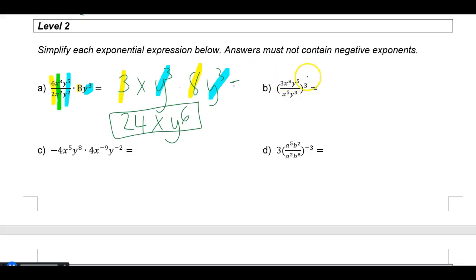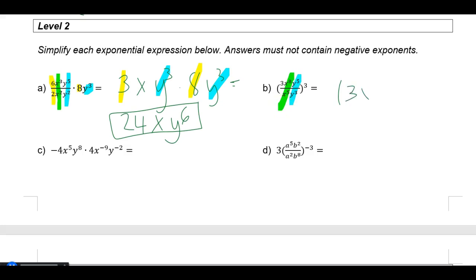Alright, we've got, for these, I always suggest simplifying the insides first. You get the same answer if you distribute this 3 throughout all of these bases, but it's faster to simplify the x's first and the y's first. So, I noticed that there are more x's on the top and more y's on the top, so it's going to knock out all of these. There's going to be nothing in the denominator, so I'll write it big.